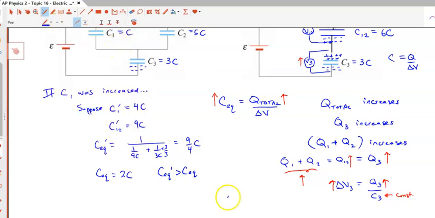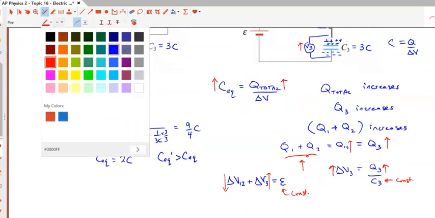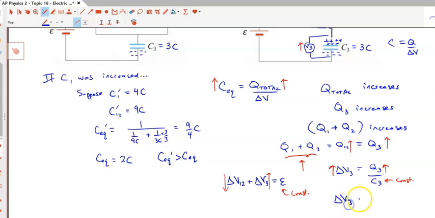But voltage of 1 and 2 plus the voltage of 3 have to add up to that EMF, the battery voltage, and that's not changing. So that voltage of the battery is remaining constant. Well, I just found out that the voltage 3 had gone up a little bit. So in order to accommodate keeping the total voltage the same, then the voltage across 1 or 2 has to not remain the same actually, to go down. So our conclusion here is that voltage 3 increases, and voltage 1 and voltage 2 decrease.